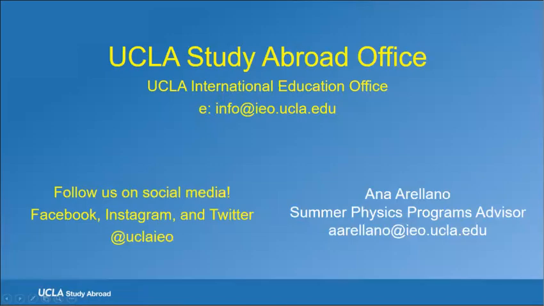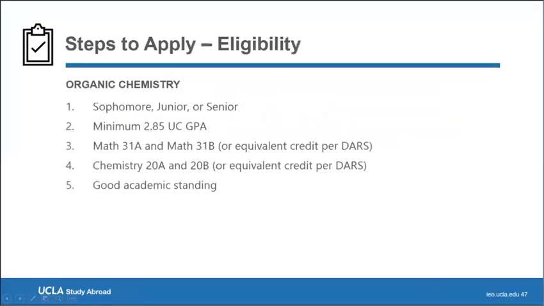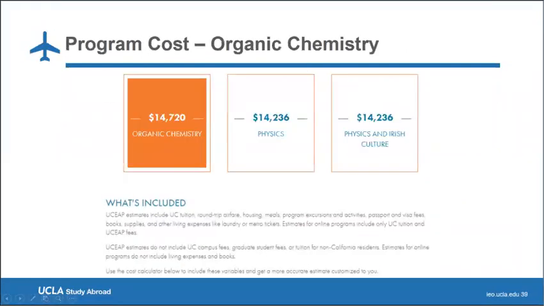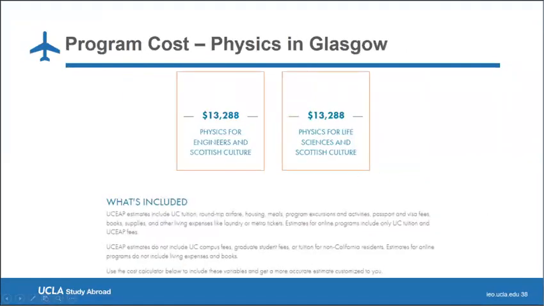How much was the Scotland program? Very good question. I can go ahead and go back just a couple slides. I believe it was about 13,000 if I'm not mistaken. So physics in Glasgow, 13,288. That was the total cost.